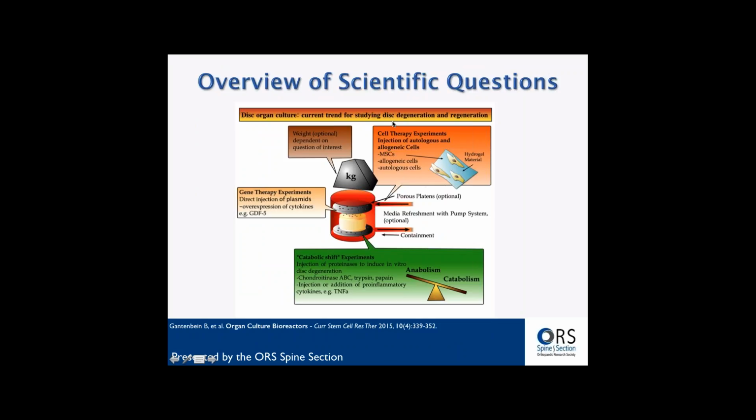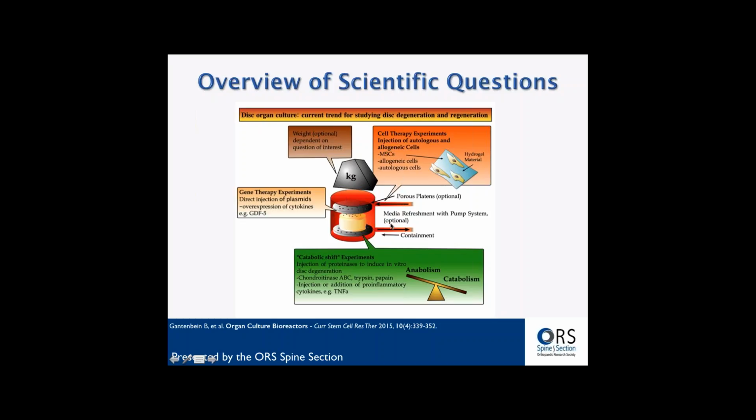This is a summary slide of what you can actually do when you have a good model going. You have the possibility to put weight, and under controlled conditions you can change loading parameters here. You can induce what I call a catabolic shift experiment. So you inject some proteinases to induce in vitro disc degeneration. Several have been proposed. Chondroitinase ABC has been used as an enzyme in the past to treat disc herniation in patients, for instance. Also, trypsin has come up, papain has been published, and injection of pro-inflammatory cytokines, for instance TNF-alpha, to induce the catabolic shift.